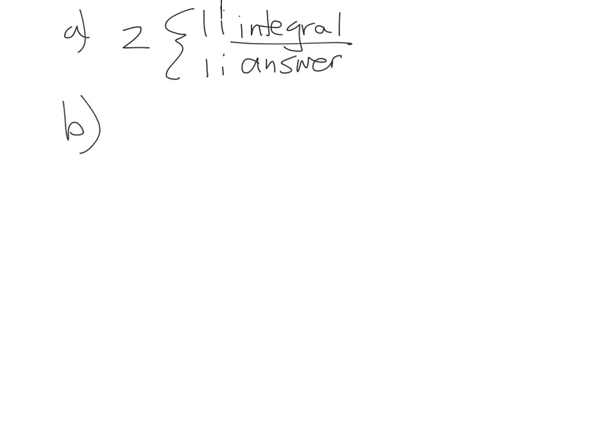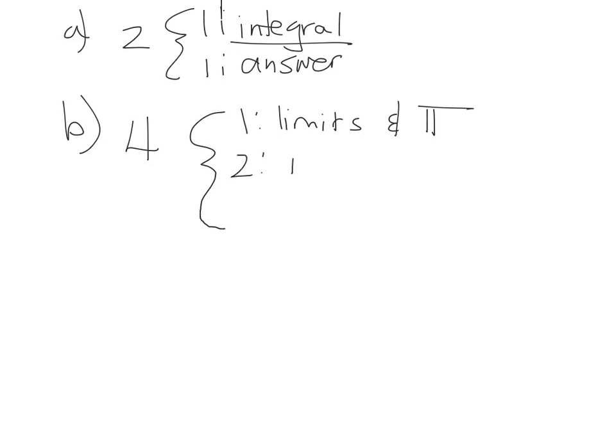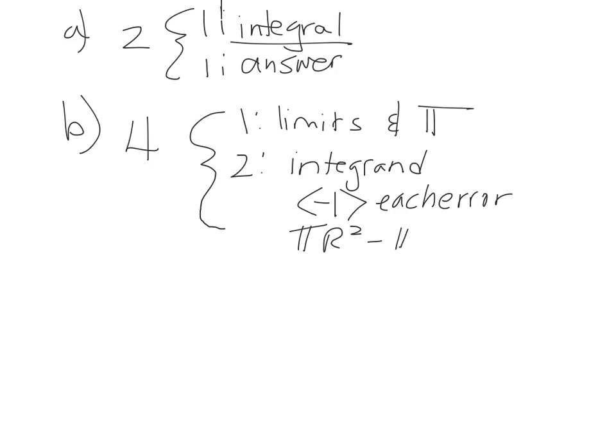So part B is actually worth 4 points on this problem. And the way they allot the points is like this. You get 1 point for your limits and for the constant pi. You get 2 points for your integrand, and the way they handle this is minus 1 point for each error that they find, but they will not give you any points if you don't have it as pi big R squared minus pi little r squared.